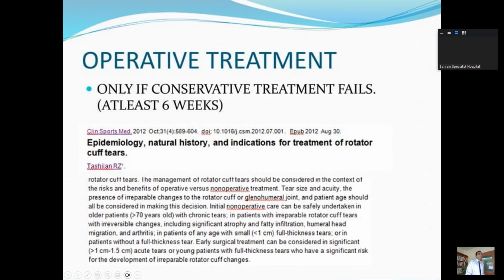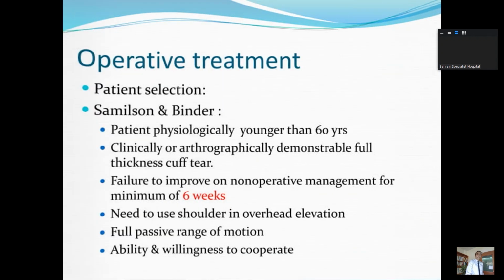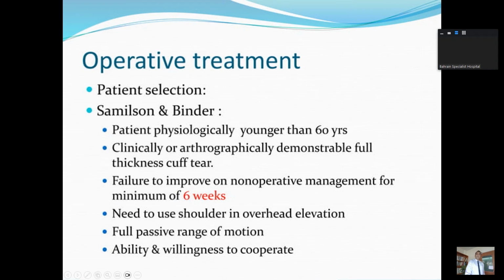Operative treatment is done only if the conservative treatment fails for at least 6 weeks. Operative treatment involves patient selection. The patient selection criteria was given by Samuelson and Binder. So the patient should be physiologically younger than 60 years. What we mean by physiologically younger is, even in a patient of 90 years, a rotator cuff repair can be done provided he is active and physiologically fit.